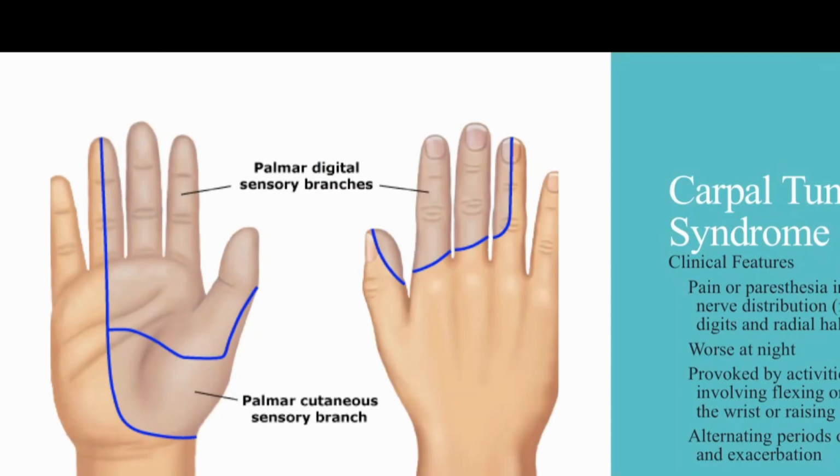Pain or paresthesias of the median nerve distribution, first 3 digits and radial half of the fourth. That's the distribution for that nerve. Worse at night, provoked by activities that have flexion or extension of the wrists. And again, alternating periods of remission and exacerbation. It'll be fine for a while, then it flares up again and so forth.